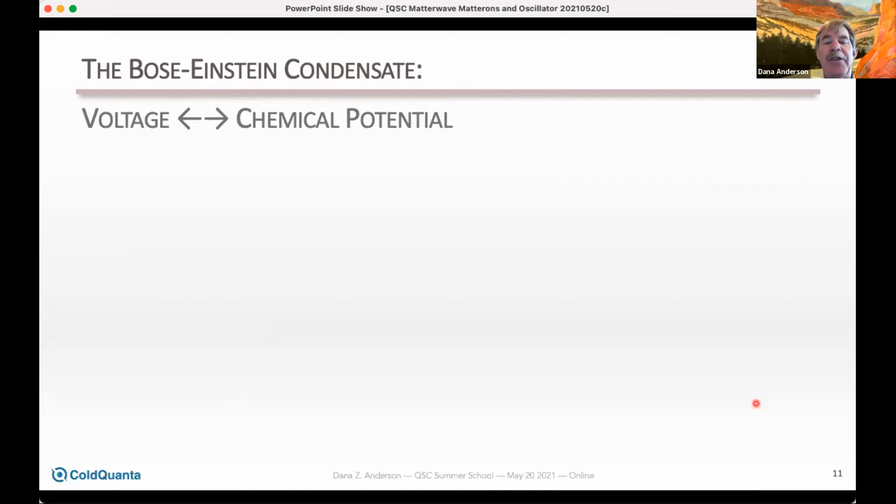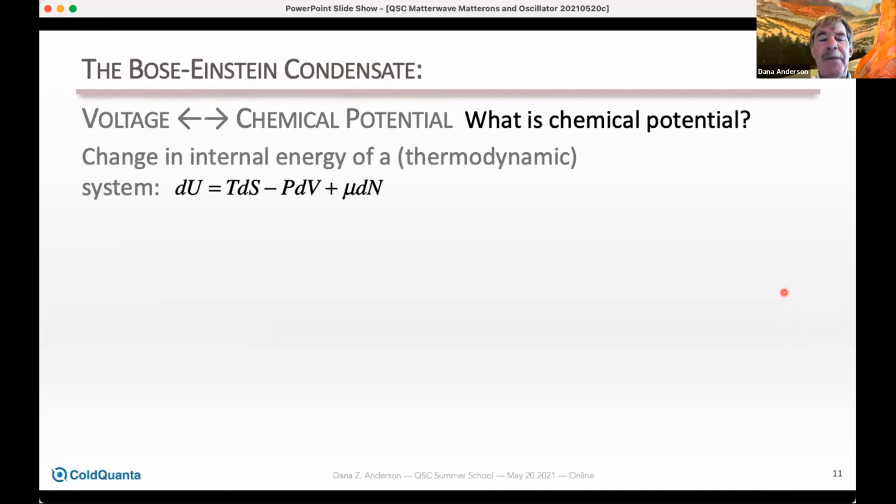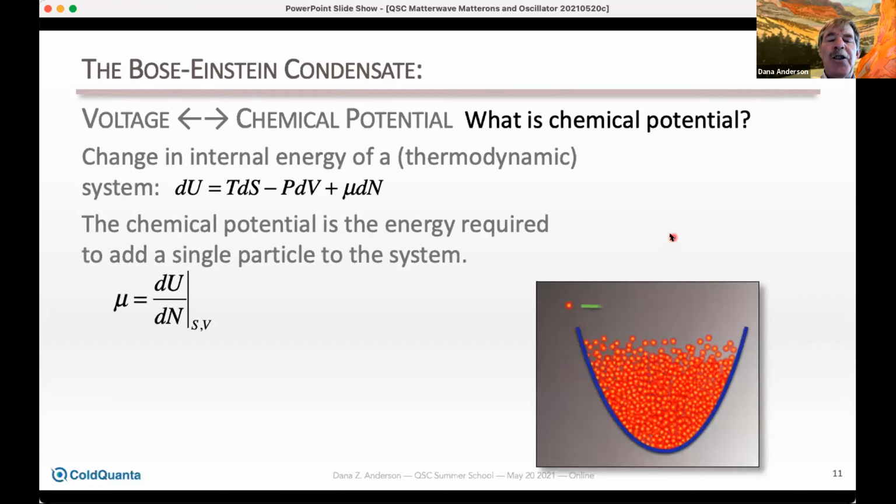So I told you that circuits are powered by batteries, and the case of electric potential is replaced by chemical potential. And if you're like me, when I first ran into it, I didn't know what chemical potential really was. So it comes out of the internal energy of a thermodynamic system. The change in internal energy is given by the temperature times the change in entropy, pressure times the change in volume, chemical potential times the change in the number of particles. So the chemical potential is simply the energy required to add a single particle to the system.